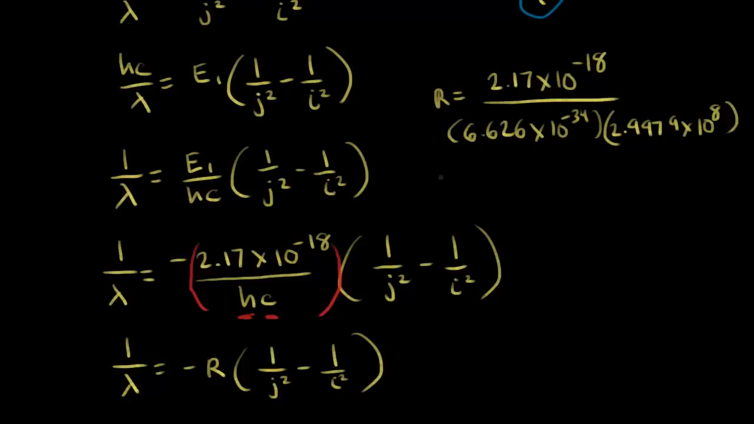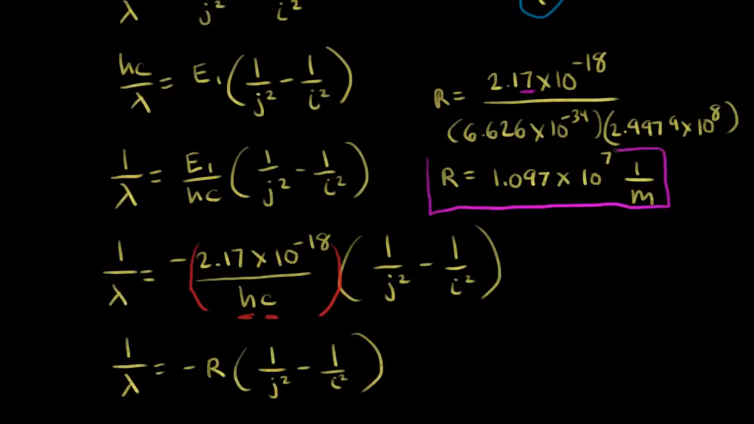And if you do all that math, I won't do it here just to save time, you'll get 1.09 times 10 to the 7th, and this is 1 over meters. And it's possible I had a rounding issue in here, because if you use 2.18, you get a better number. It's 1.097 times 10 to the 7th, which is the Rydberg constant. I'm just trying to show you the idea behind the Rydberg constant here. So we get this value for the Rydberg constant, and you could plug that in for R if you needed to, and we're going to be doing that in the next video.